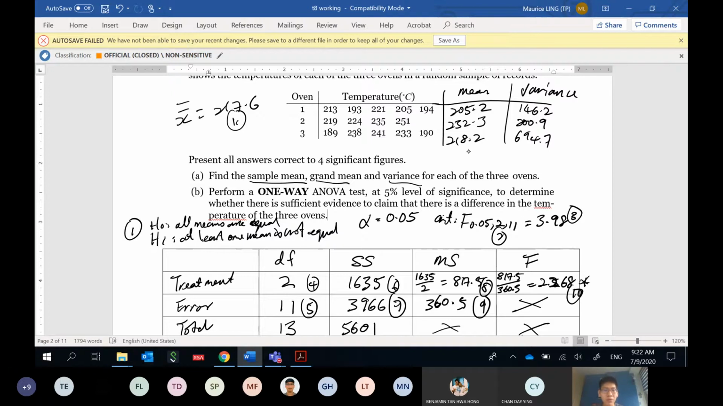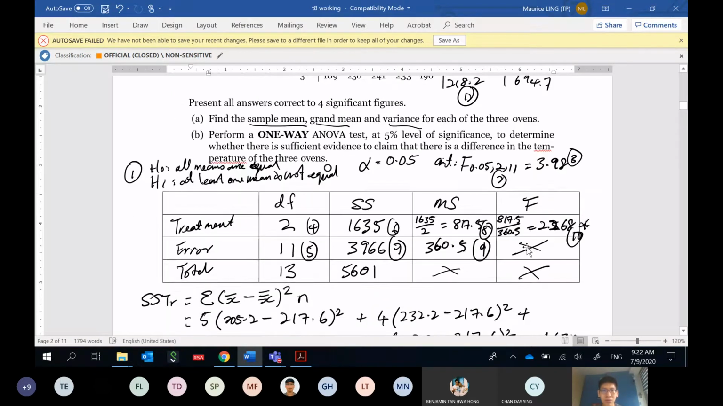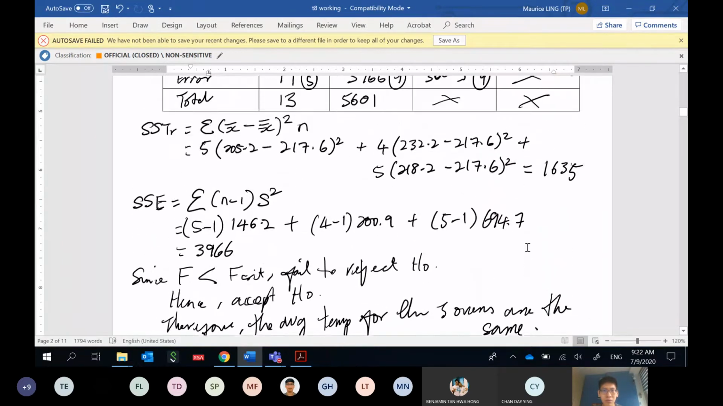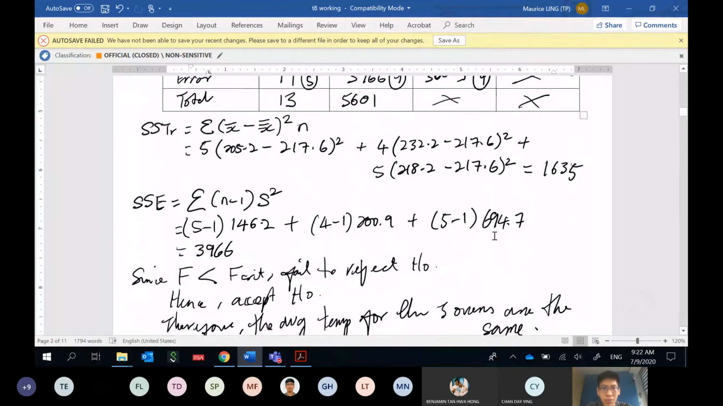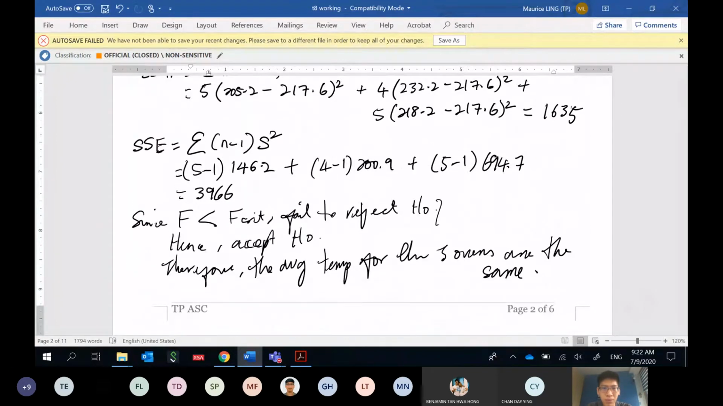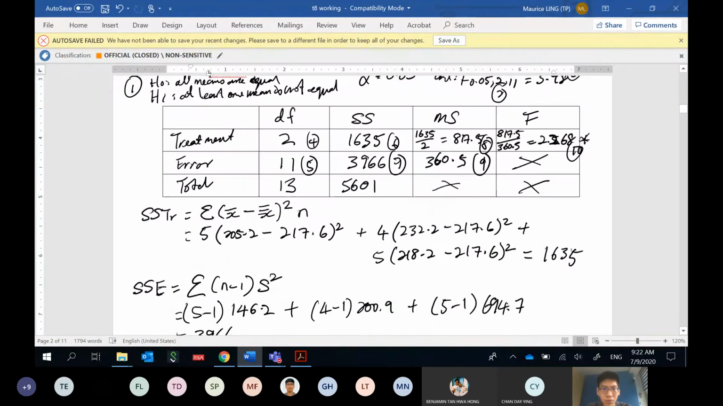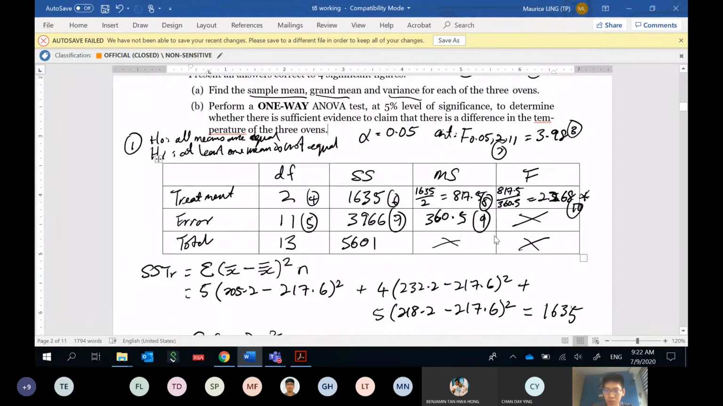This is the 12th mark, when all the means are correct. Then I mark this the 13th mark, this part the 14th mark, and this the 15th mark. So this is how, in an actual exam, we allocate most of the marks.